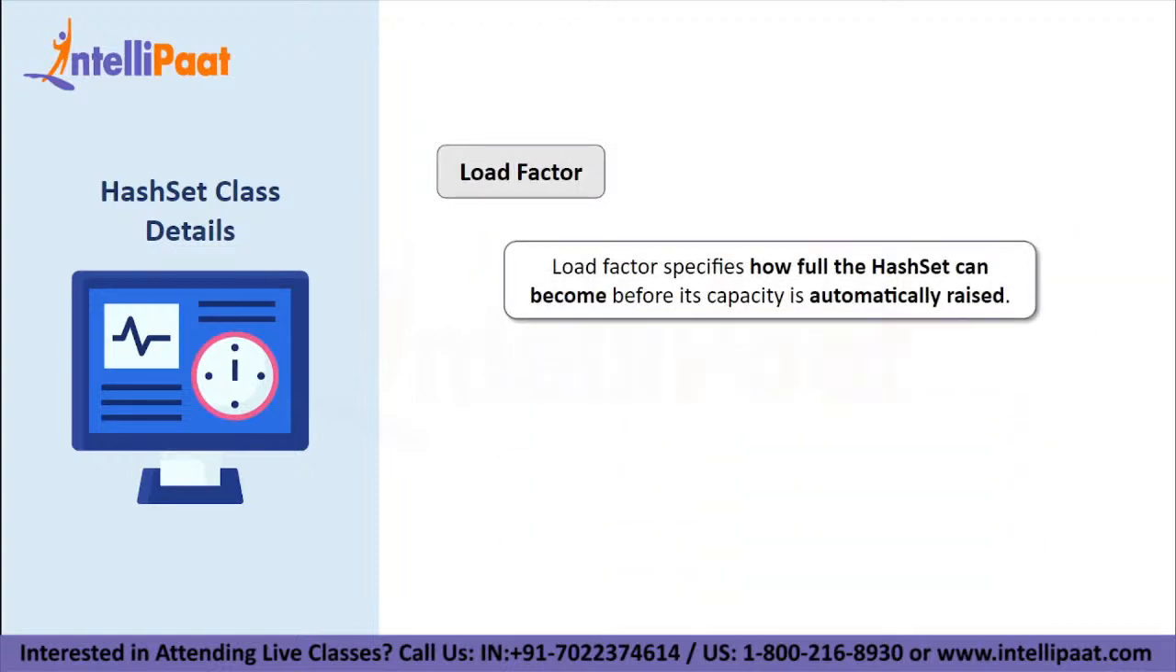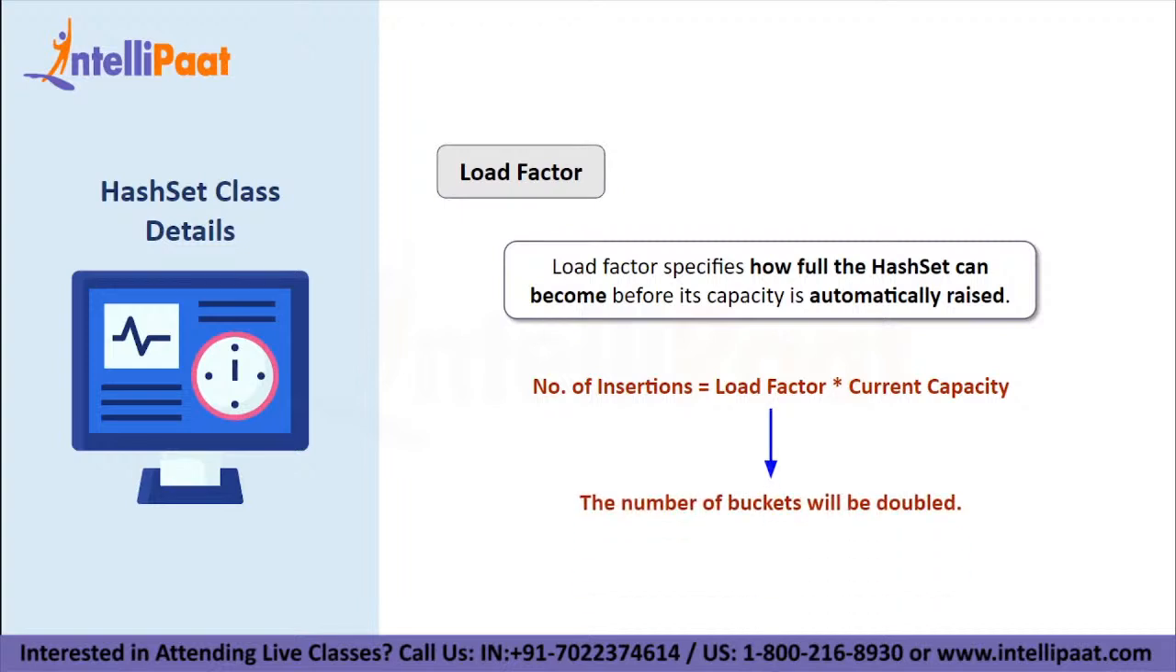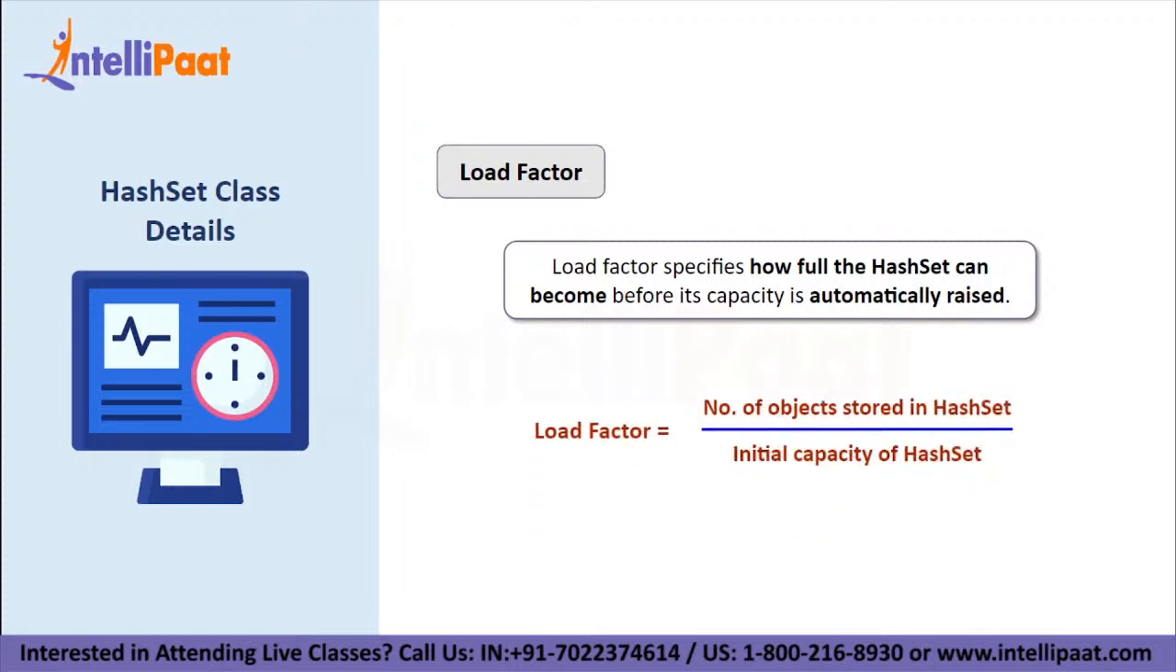Next, we have the load factor. This parameter basically specifies how full the HashSet can become before its capacity is automatically raised. When the number of entries in the hash table exceeds the product of load factor and current capacity, that is, the multiplication of load factor and current capacity, the hash table is rehashed. What I mean by rehashing is that the internal data structures are rebuilt to have about twice the number of buckets than the previous state. The load factor can simply be calculated by taking the ratio of stored elements in the table to the initial size or capacity of the HashSet.